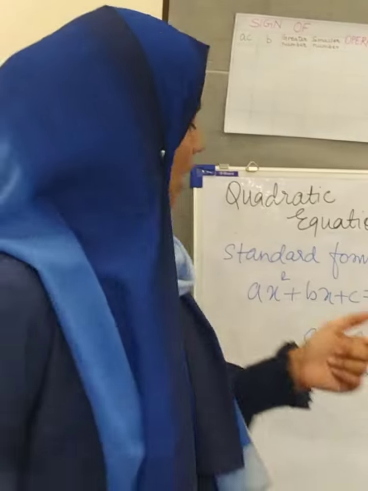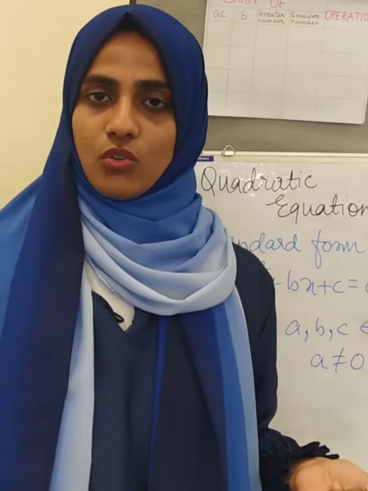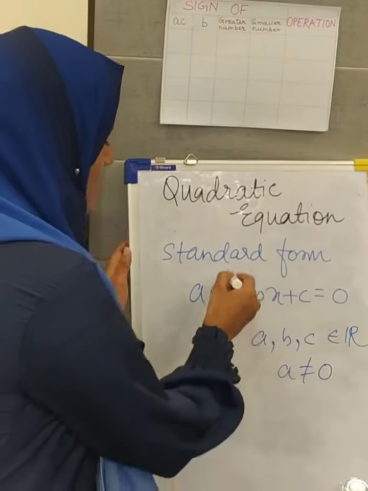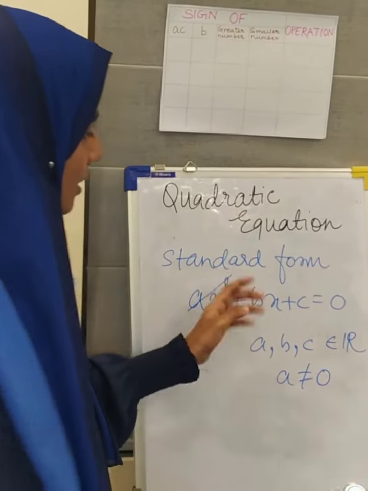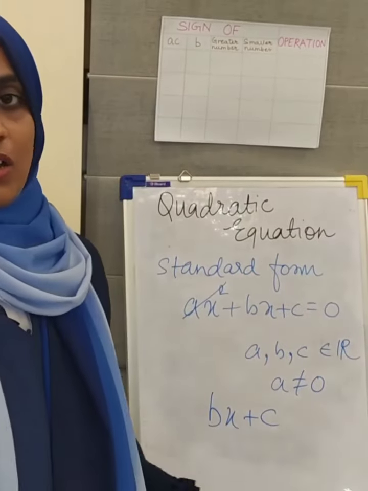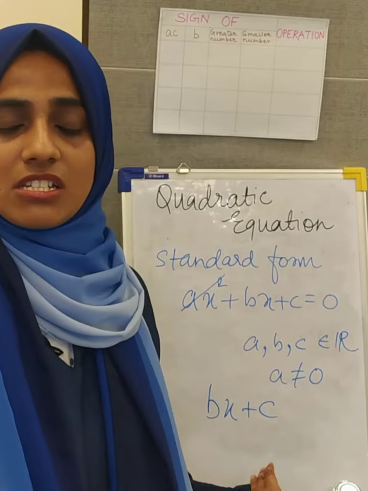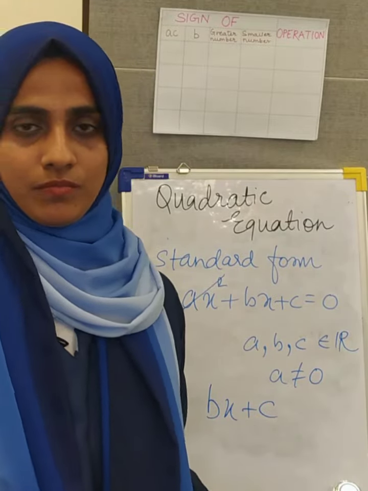Now why should a not be equal to 0? If a is 0, then 0 multiplied by anything is 0. So this term ax square will cancel out and we will be left with only bx plus c, which is not a quadratic equation because here the highest degree is not 2.